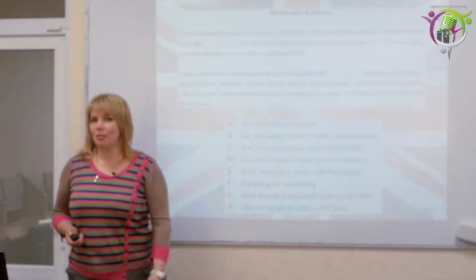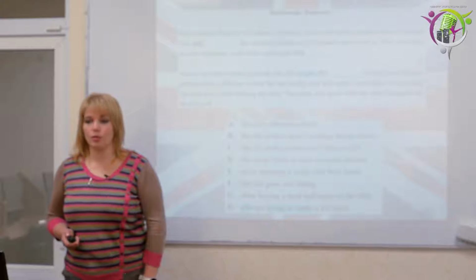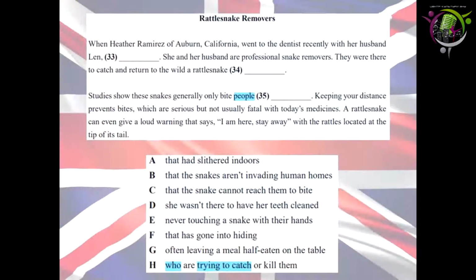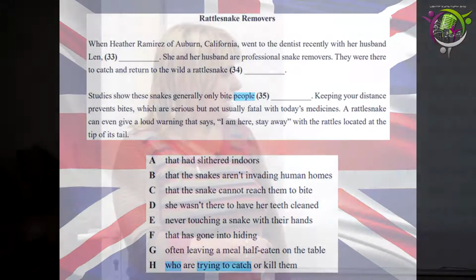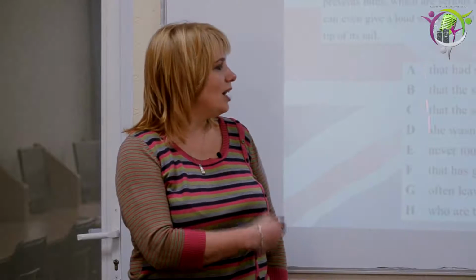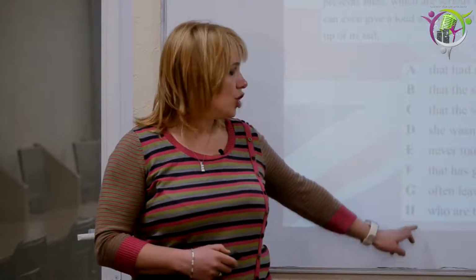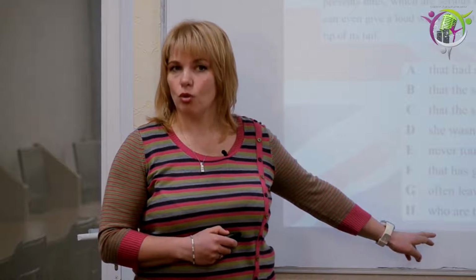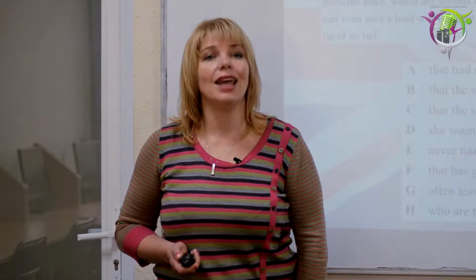Okay, let's look at the same task but at a different question. For question 35, you have the word people coming before the gap. People is related to pronoun who. So if you look at these hints, the only one that corresponds to the word people is actually hint H. People who are trying to catch. Not people that, not people she, not people never. So you eliminate these alternatives judging by the pronoun who that comes after people. Okay, let's move on.